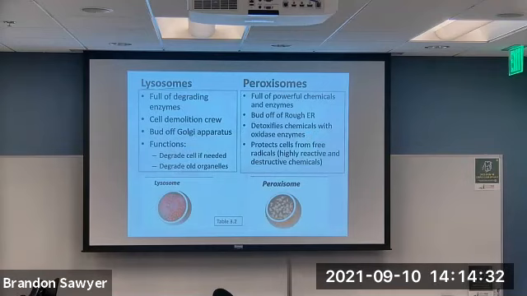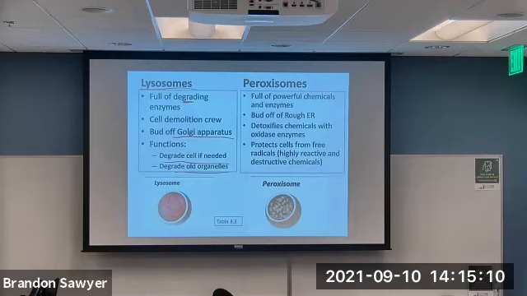So lysosomes are full of degrading enzymes. We think of these as the cell demolition crew. Enzymes that can break down different parts of the cell, different organelles if needed. They can even destroy the whole cell when it's time for that cell to be recycled. These bud off of the Golgi apparatus, so they degrade the cell if needed, and degrade old organelles or other old components of the cell. So they're just full of very strong enzymes and chemicals that we wouldn't want just floating around the cell by themselves.